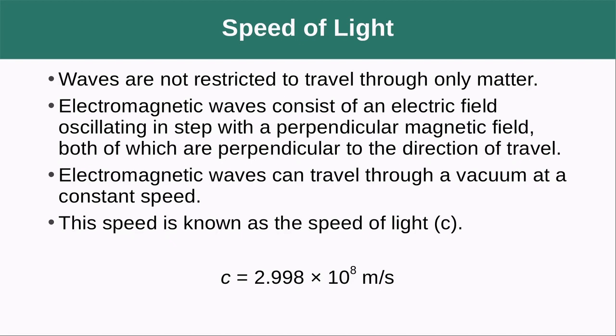So waves are not just restricted to matter. In our previous examples, we actually have electromagnetic waves. And these consist of an electric field oscillating in step with a perpendicular magnetic field, both of which are perpendicular to the direction of travel.